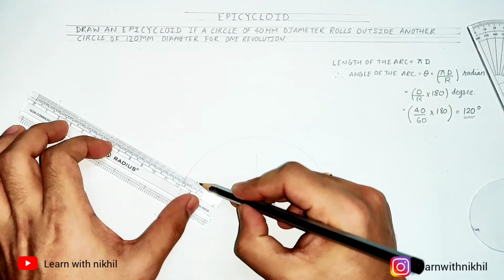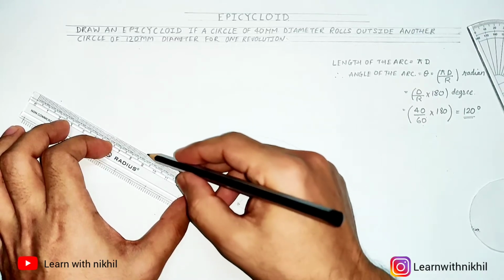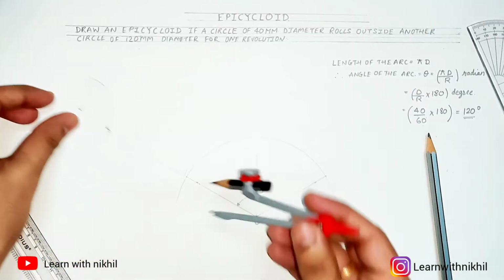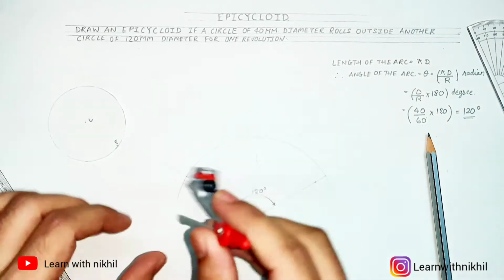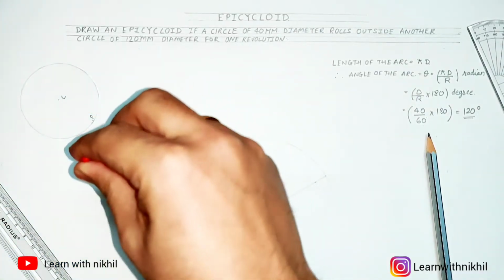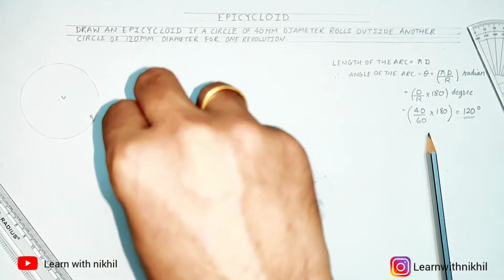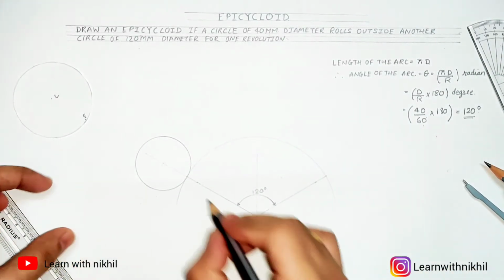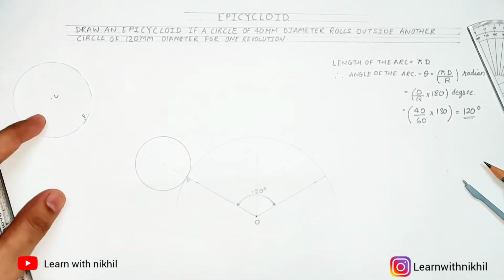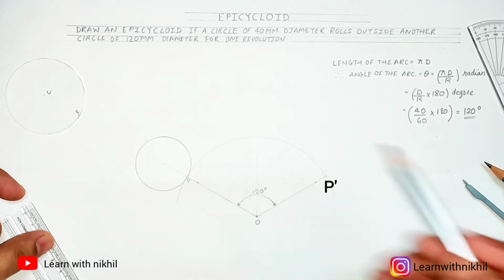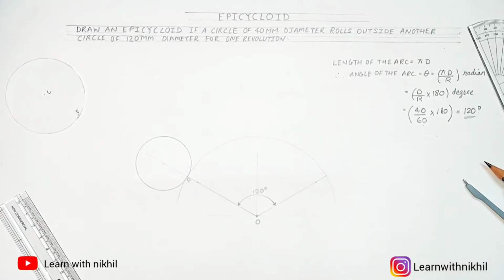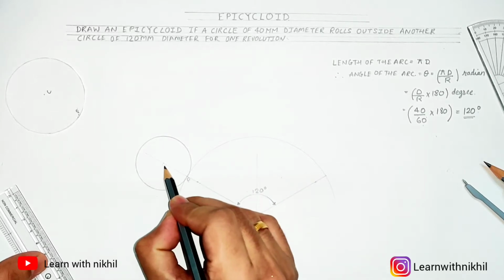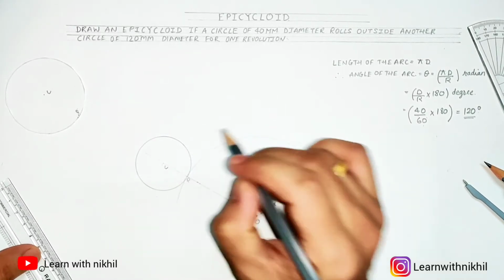First I'll extend this line as I have to find the center point for drawing the circle. So I'll mark a point 20 and from that I'll draw a circle of radius 20 mm, or a diameter of 40 mm. Now for this circle, the bottom point is P and on the right side the point will be P dash. Mark the center point as C.